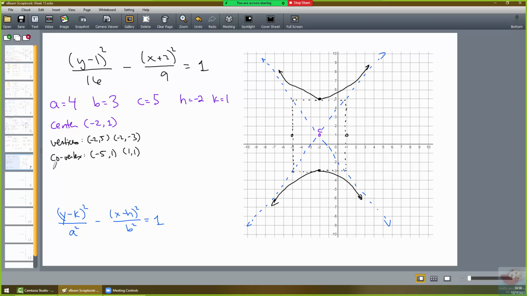The foci go in the same direction as the vertices, so in this case up and down, and we'll go up and down 5 units. So from the center, if we go up 5, we'll be at -2, 6, and down 5, -2, -5. It should be -4. Yeah, it should be -4. Sorry about that.